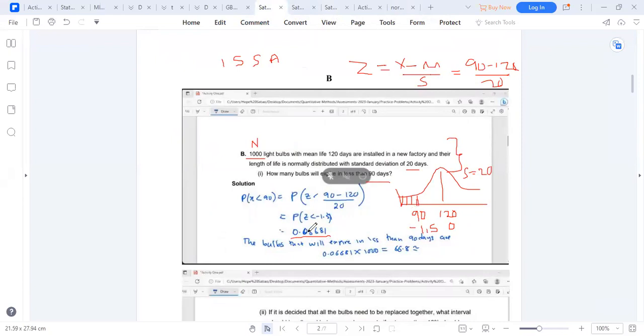The question has asked for the number, how many, not the probability. So don't end here, multiply it by the 1,000. 0.06681 times 1,000, we get 66.8 bulbs. So in less than 90 days, we're going to have 66.8 bulbs that will expire.